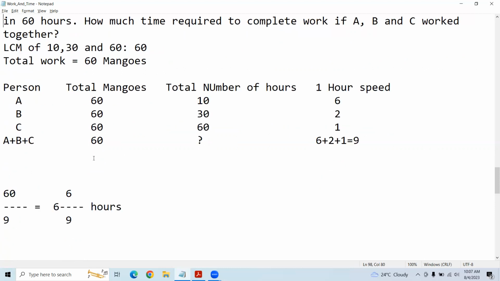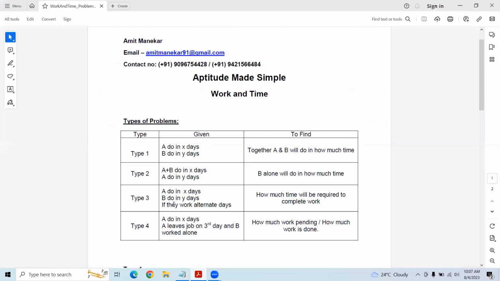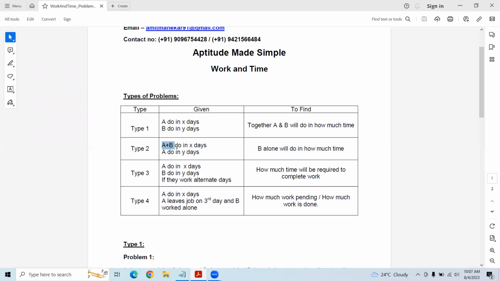Okay. Let's go to type 2 problems. In a type 2 problem, they will give you that A plus B do a certain work in X days and A alone does it in Y days. So you have to find how much time B alone will take. Let's assume A and B are two persons. Together, they require 10 hours to complete the work, and A alone needs 20 hours. So if B works alone, how much time will he need?